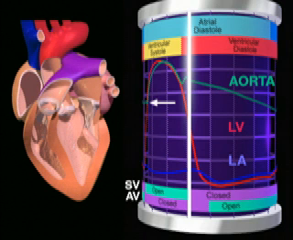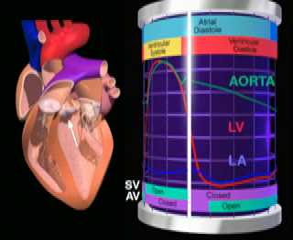When the left ventricle finishes contracting, it enters the period of ventricular diastole. Blood pressure in the left ventricle declines rapidly. When it falls below the aortic blood pressure, the semilunar valve closes and prevents backflow.